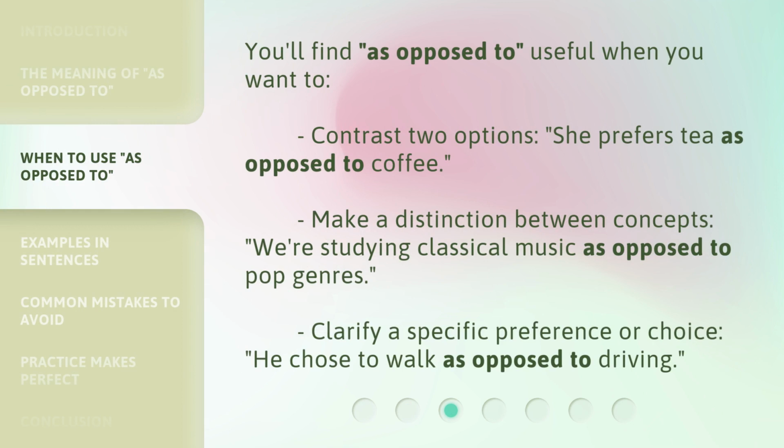You'll find "as opposed to" useful when you want to contrast two options. She prefers tea as opposed to coffee. Make a distinction between concepts. We're studying classical music as opposed to pop genres. Clarify a specific preference or choice. He chose to walk as opposed to driving.